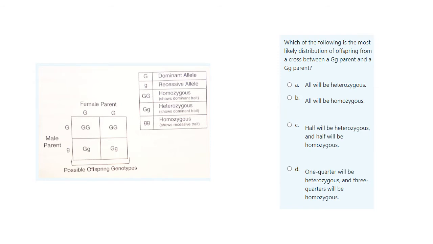Continuing with this, which of the following is the most likely distribution of offspring from a cross between a heterozygotic parent and a second heterozygotic parent? Now, we cannot look at this because this parent is not big G, small g. So we should really draw our own Punnett square. Each parent has 1 dominant allele and 1 recessive allele.